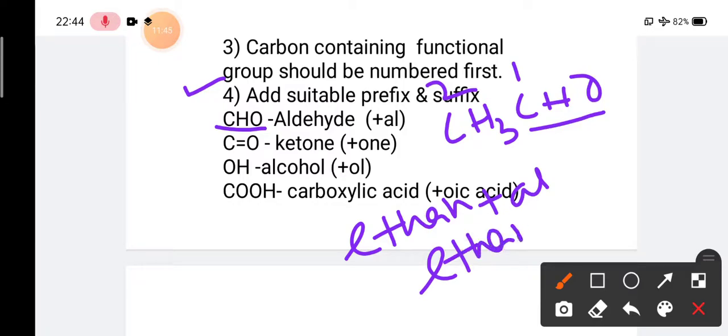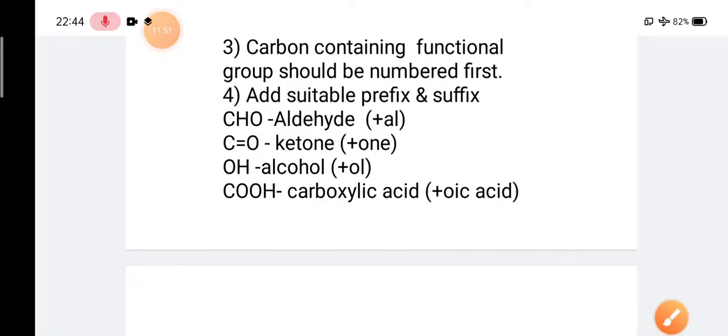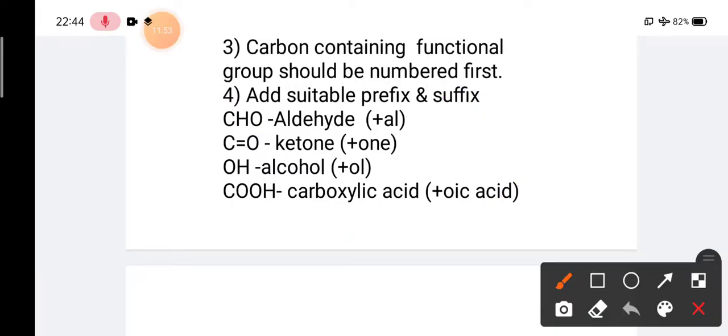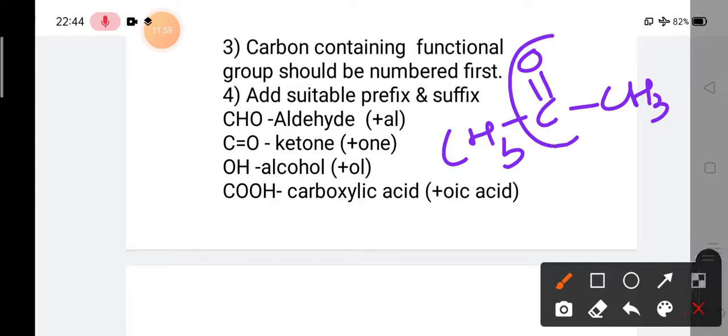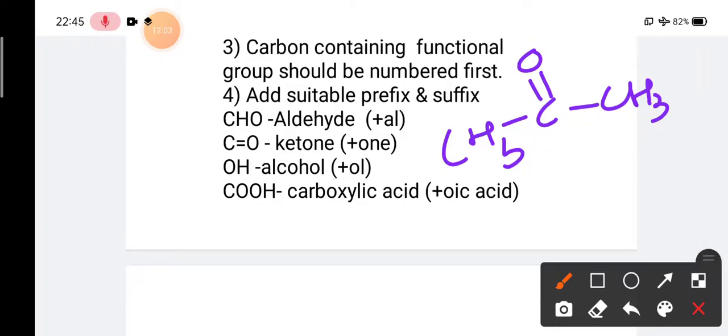Similarly, if it is a ketone, that is CH3 C double bond O CH3, the C double bond O has two carbon groups as neighbors, so it is a ketone, and whichever way the numbering goes, from here to there, both will be the same.